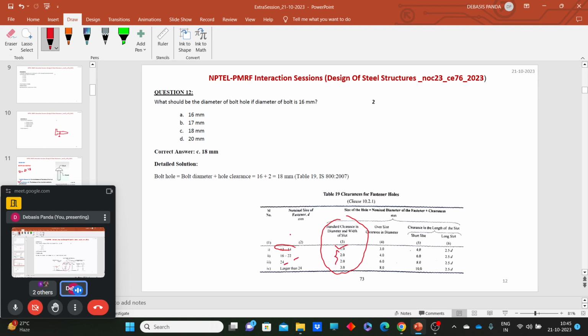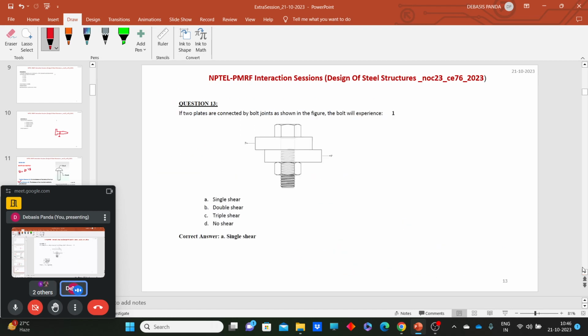If the diameter of the bolt is given as 16 mm, what should be the diameter of the bolt hole? You need to consider the standard clearance. If the clearance is specified, like oversize or slot size, then you need to look for another value. I think they will not go there, because for that you will need the table. But for the standard clearance, you can easily remember that for 16 to 24 mm bolts you add 2 mm, for 12 to 14 mm bolts 1 mm, and for larger than that you add 3 mm.